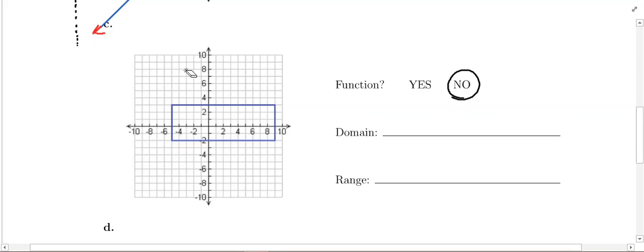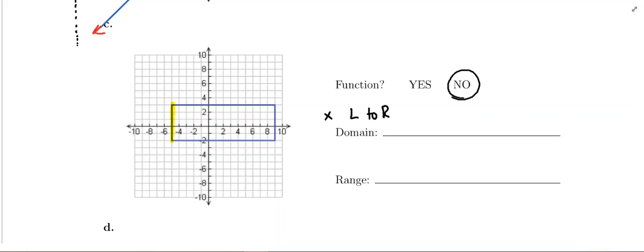Let's start with the domain. The domain, again, is all the x values. We need to figure out all the x values that this rectangle exists between, so we need to move from left to right on the rectangle. I am going to locate the leftmost points on this rectangle. I'm going to highlight this left side of the rectangle in yellow. All of these points are tied for the leftmost points on the rectangle.